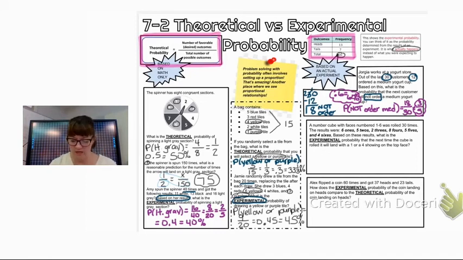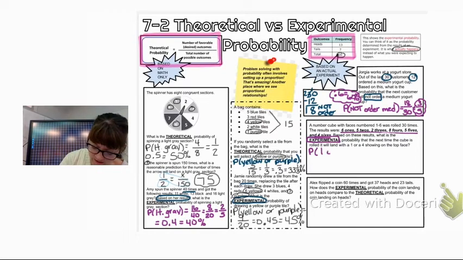to 1 or 100%. Next example, a number cube with faces numbered 1 through 6 was rolled 30 times. The results were 6 1s, 5 2s, 2 3s, 8 4s, 5 5s, and 4 6s. Based on these results, what is the experimental probability that the next time the cube is rolled, it will land with a 1 or a 4 showing on the top face? Again, experimental probability. We have actual data up here.